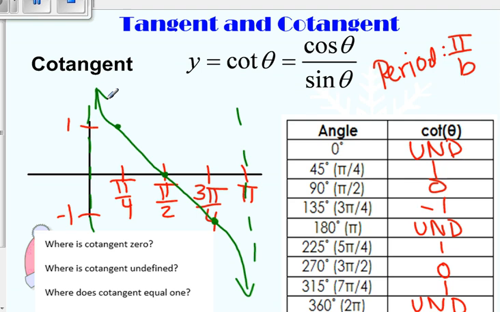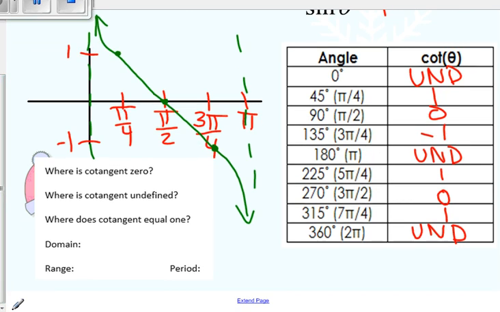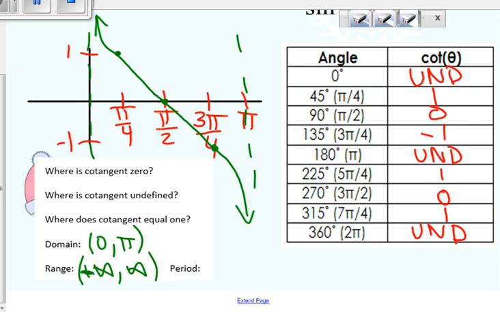Okay, let's talk about its period. We're going from 0 to pi, but not including them. The range is the same as tangent: negative infinity to positive infinity. And our period, again, is pi.